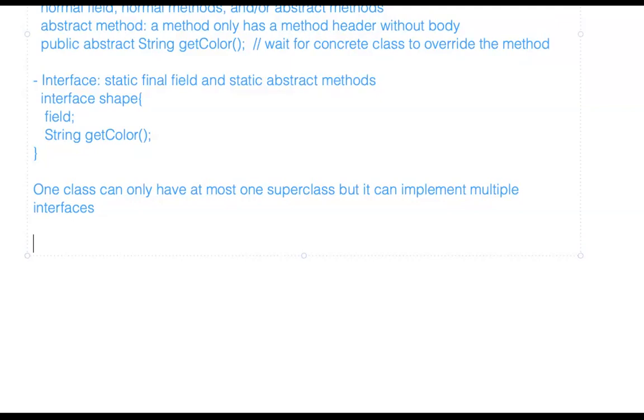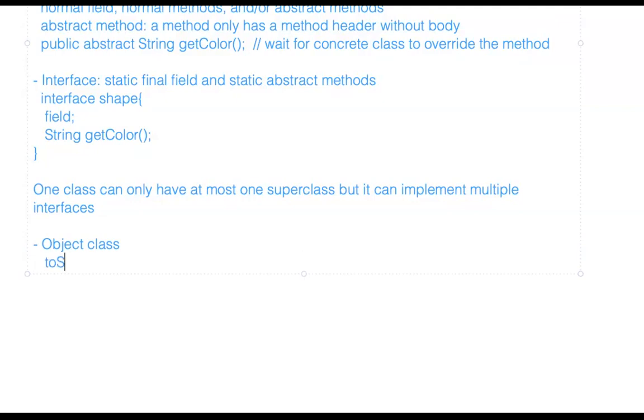Okay, so this is the brief overview of our inheritance. Of course, what I'm missing is the Object class, right? So in Java, every class is directly or indirectly inherited from the Object class. The Object class provides several useful methods.